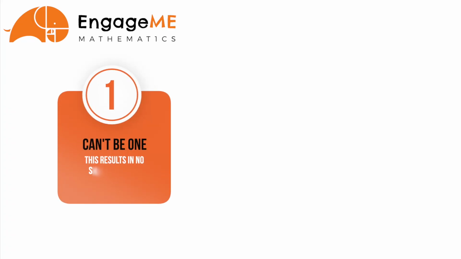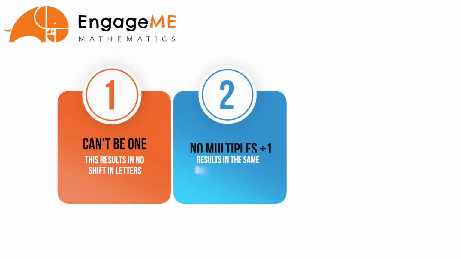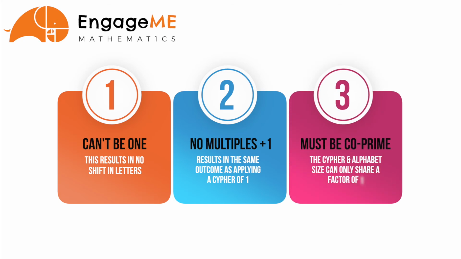So in summary, for a cipher to work, it cannot be 1. It also cannot be a multiple of the alphabet size plus 1, because in both of those instances, there's no shift in the actual letters. And also, it must be a co-prime with the alphabet size. That is, the cipher and the alphabet size cannot share a factor other than 1.